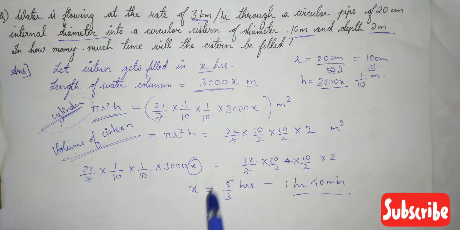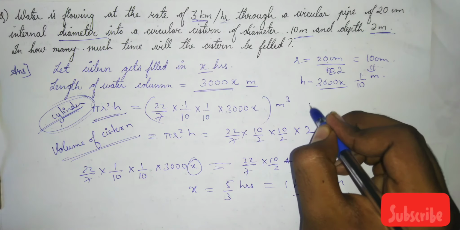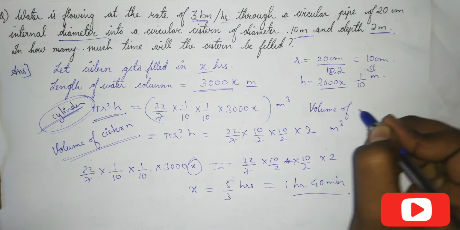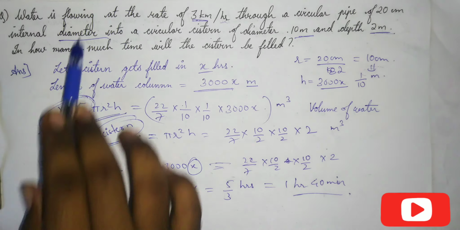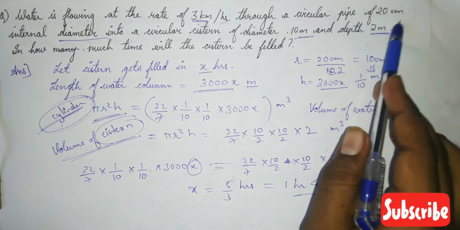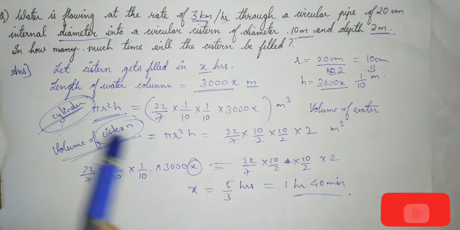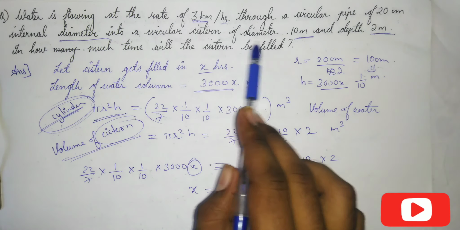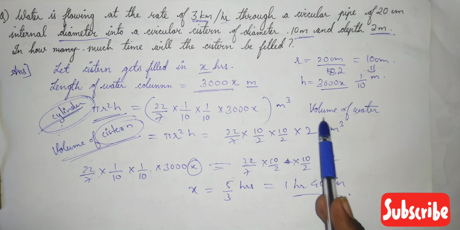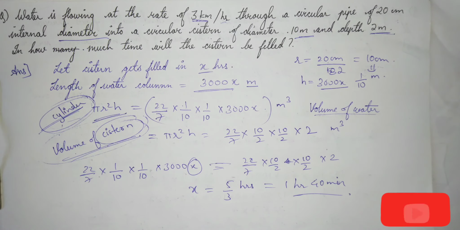See, why am I putting this equal to sign here? You have to understand that the volume of cylinder we found out is basically the volume of water which flows into the cistern. Water is flowing through a circular pipe, which we are considering as a cylinder, into a circular cistern, which is also a cylinder of this diameter. So the water which flows through the cylinder will be equal to the volume of the cistern that you have to consider. Okay.